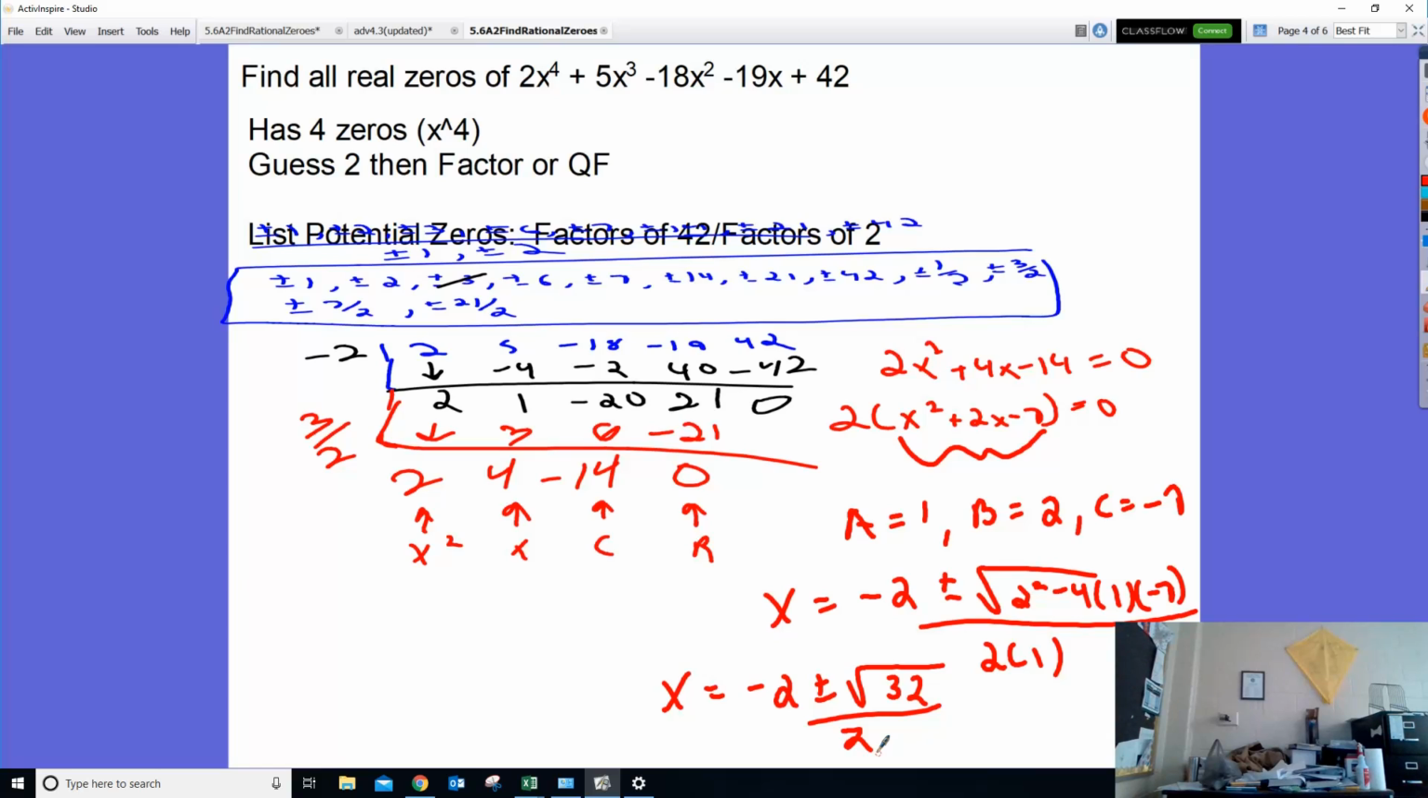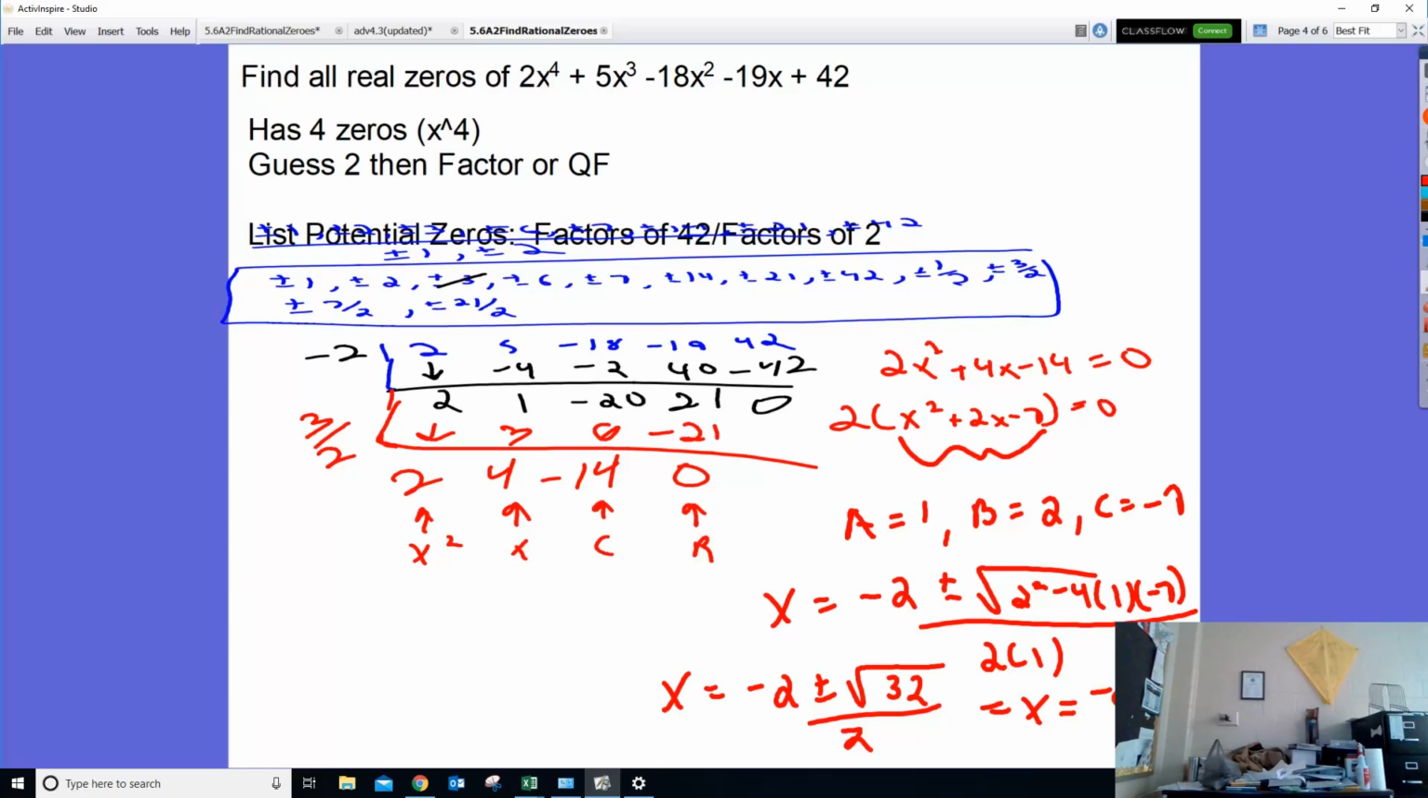I did say find all the real zeros. Is that thing real? Yes, it's just ugly, right? If it wasn't real, I'd see what in that radical? A negative. Okay. I would see a minus 32 or something like that. That thing simplifies. 32 is 16 times 2. What's root of 16? 4.